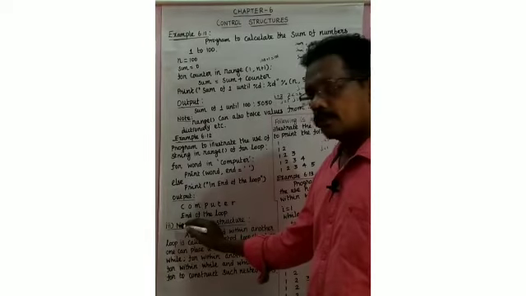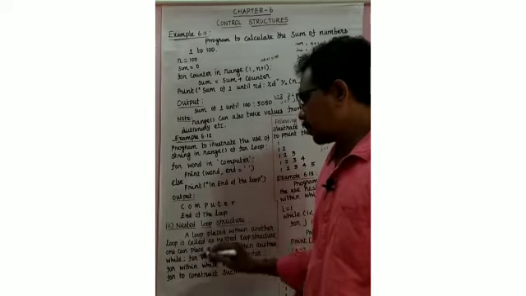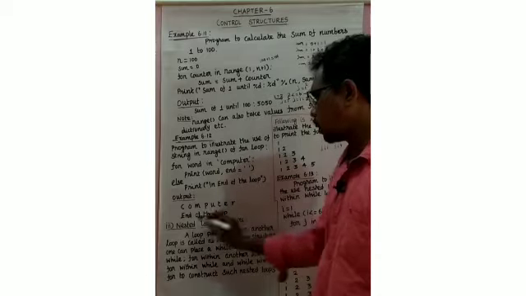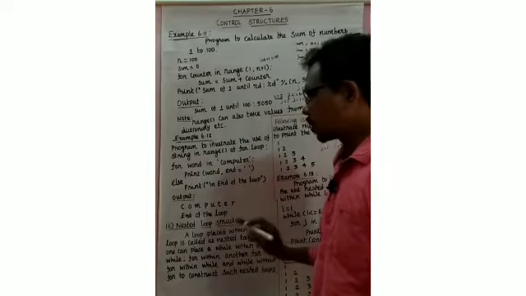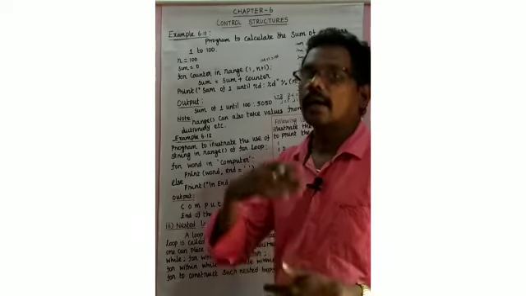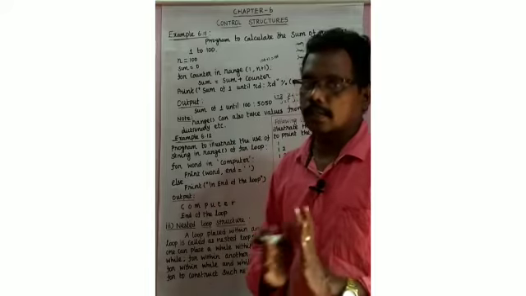Next topic: nested loop structure. A loop placed within another loop is called a nested loop structure. One loop containing another loop is called a nested loop.